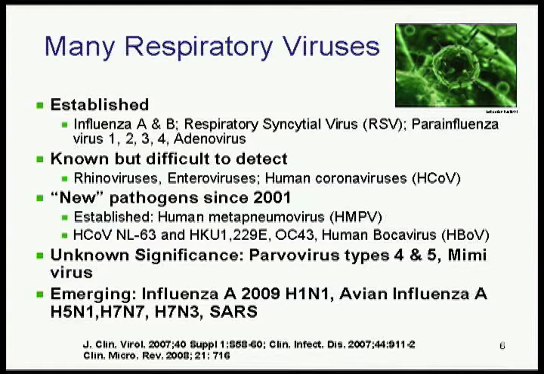Of unknown significance are parvovirus types 4 and 5 and the minivirus, which is a very large DNA virus. The minivirus was first identified in Acanthamoeba polyphaga, and then later on, patients with community-acquired pneumonia were found to have antibodies to this virus. And so we're still trying to attach a significance to this in terms of frequency of infection.